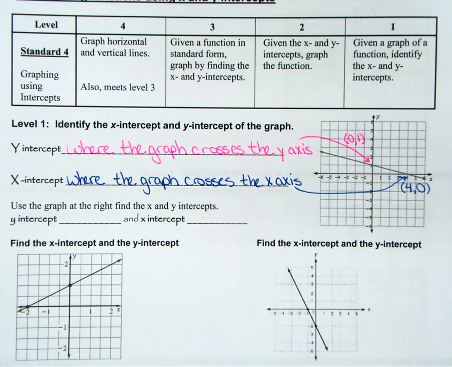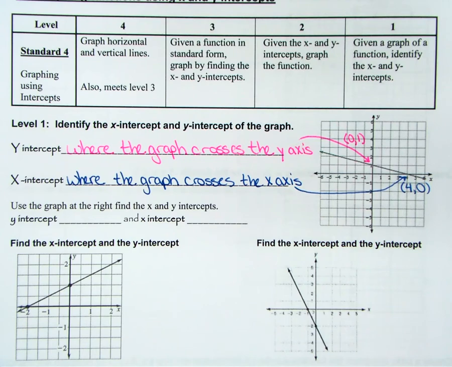Level 2 asks you to actually graph something given an x and a y-intercept. Level 3 asks you to actually find the x and y-intercept if they give you the equation, and then you have to actually be able to graph it. Then level 4 takes our equations and our graphs one step further and asks you to be able to graph horizontal and vertical lines.